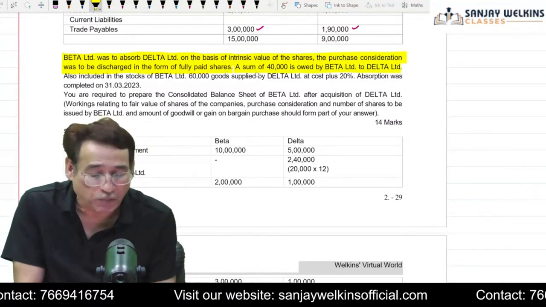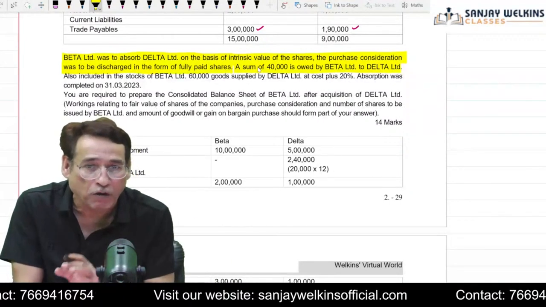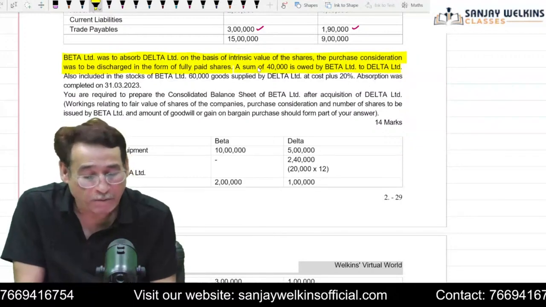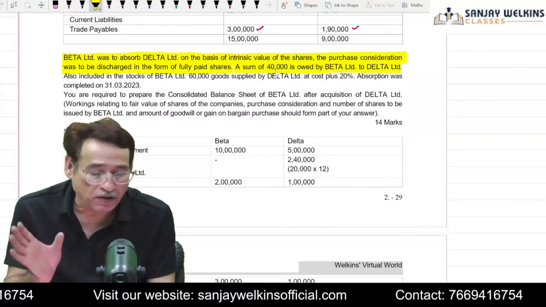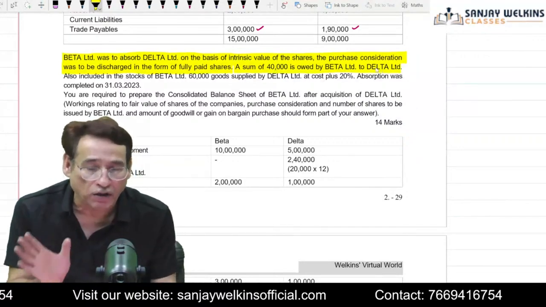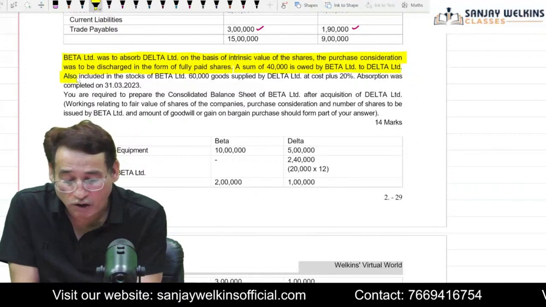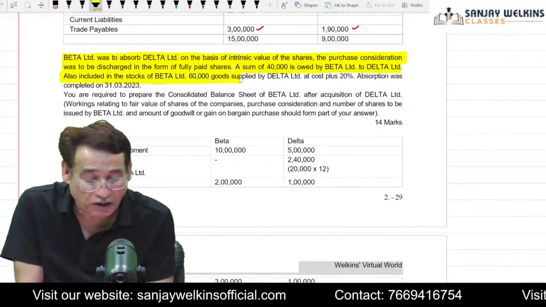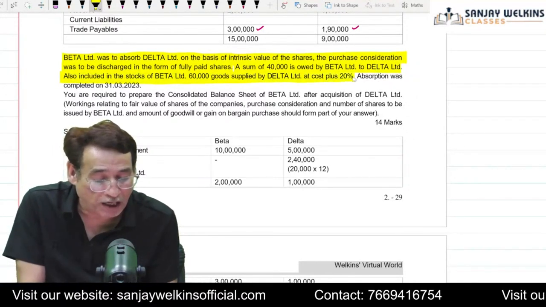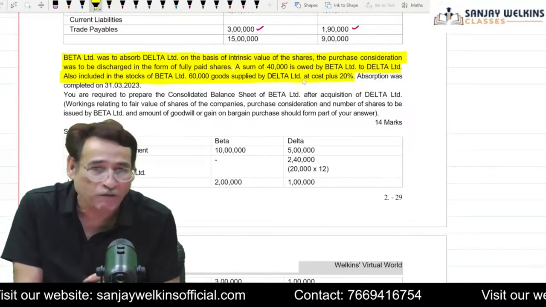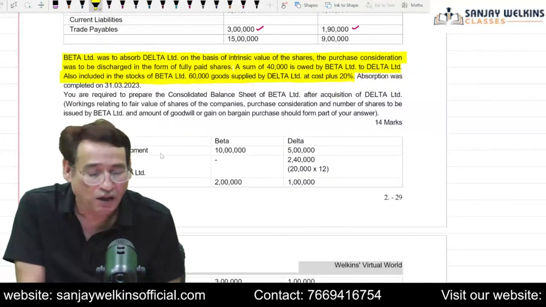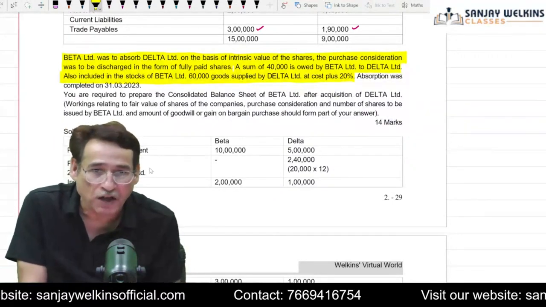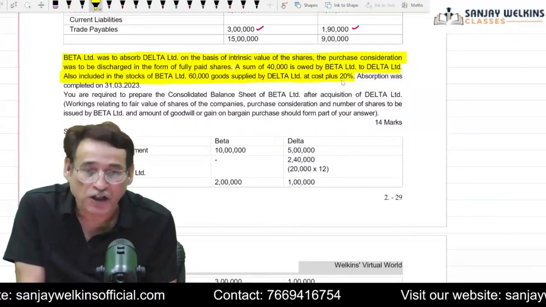A sum of 40,000 is owed by Beta Limited to Delta Limited. Now you know the treatment. Its treatment will be done in the books of acquirer entity Beta Limited, and your entry will be to reduce the liability: Sundry creditors account debit 40,000 to debtors account in the books of purchasing company. Also included in the stock of Beta Limited is 60,000 worth of goods supplied at cost plus 20%. You must have noticed that a similar question was already available in our study notes, and the same sort of question is struck in the examination. And now you know the treatment of this.